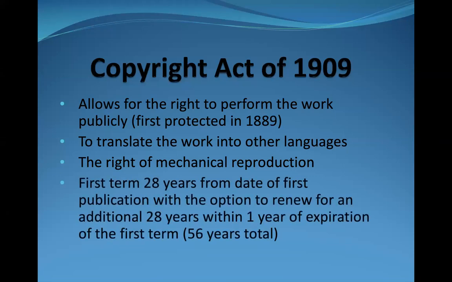So the first term was 28 years from date of first publication, with the option to renew for an additional 28 years within 1 year of expiration of the first term. They had to do it within 1 year of expiration of the first term in order to get it. And some people forgot to register the extension, and so it only lasted for 28 years. But if it was less than a year, then it didn't work. If they did that, then they got it for 56 years.